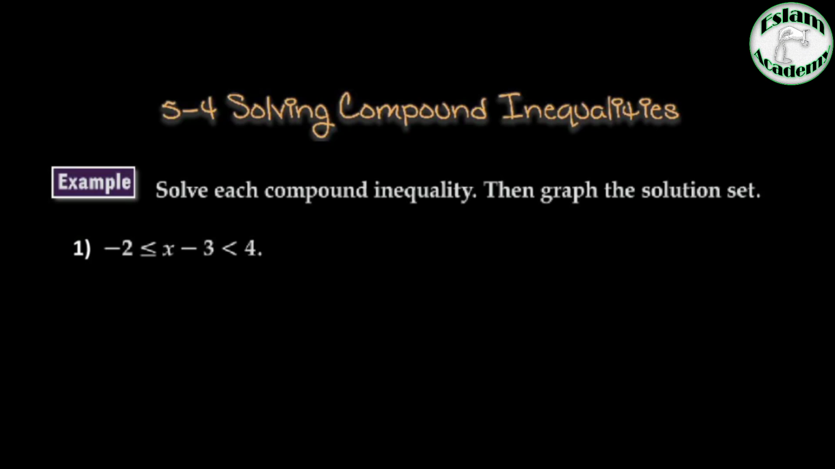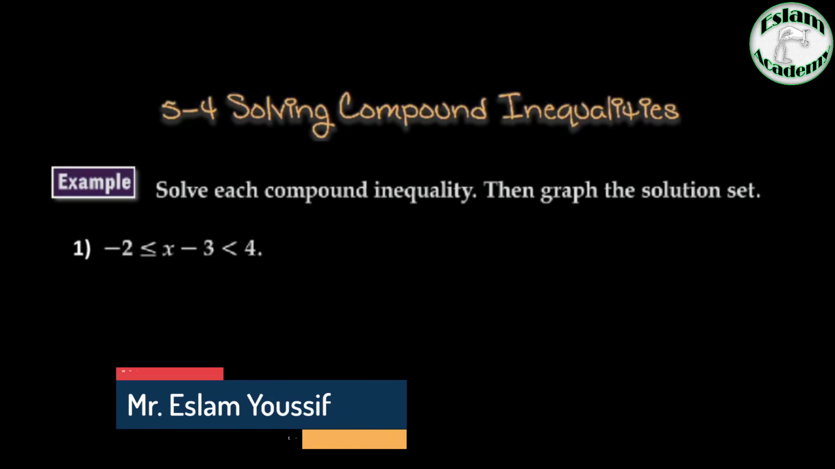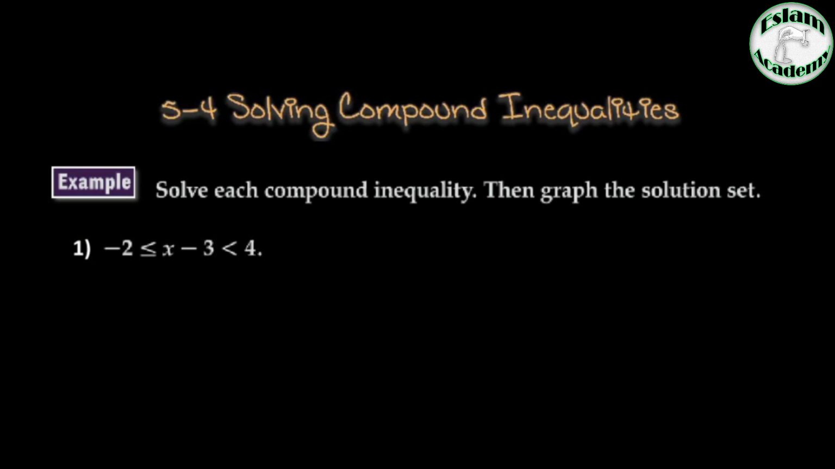In this tutorial we are talking about solving compound inequalities. What is the meaning of compound inequalities? A compound inequality means an inequality that contains two inequality signs. It means the variable in the middle is more than one expression and less than another number. Like the first one, -2 less than or equal to x minus 3 less than 4.